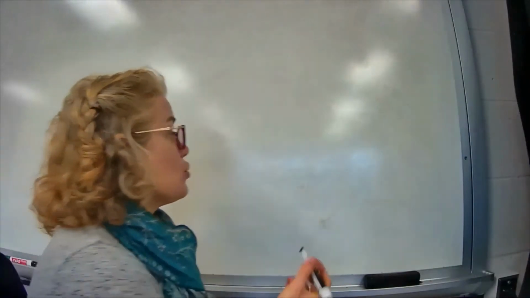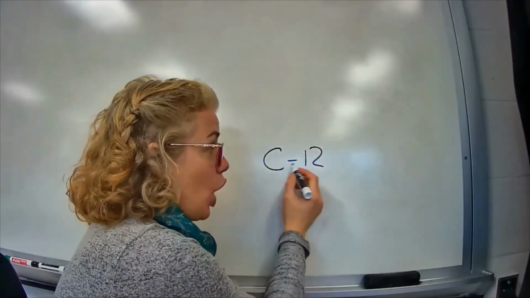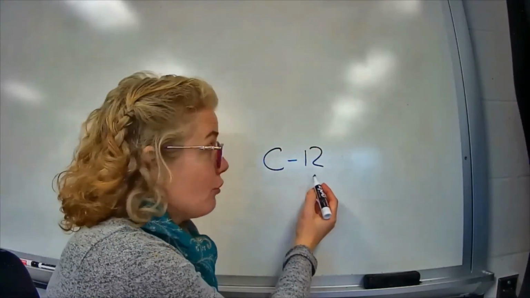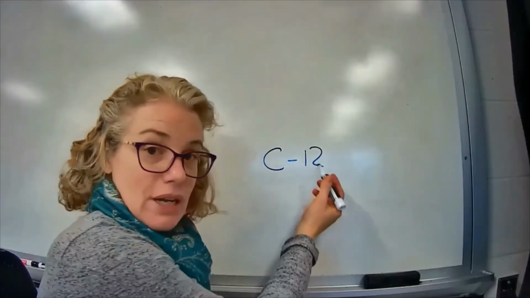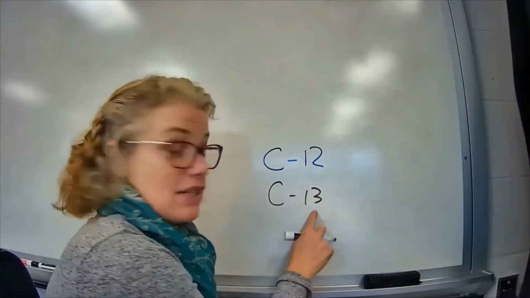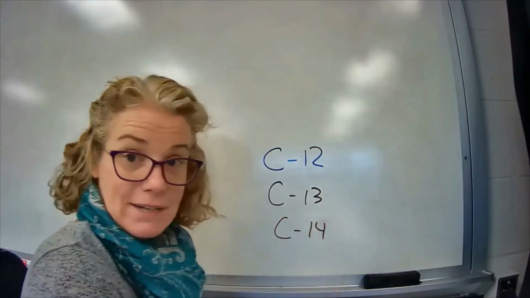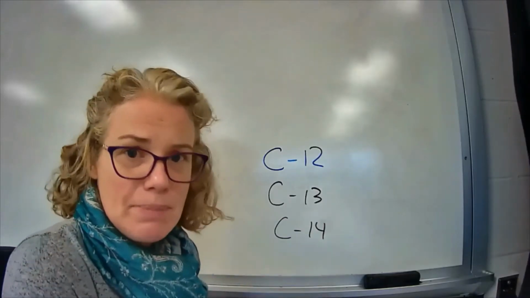So how do we indicate to our audience that's reading what we've written that we've got an isotope that we're talking about? Carbon with a dash like this means carbon with a mass of 12. This would tell me there's 6 protons and 6 neutrons. Here, this would mean it's carbon with a mass of 13, and this would be carbon with a mass of 14. This doesn't have to just be about carbon.